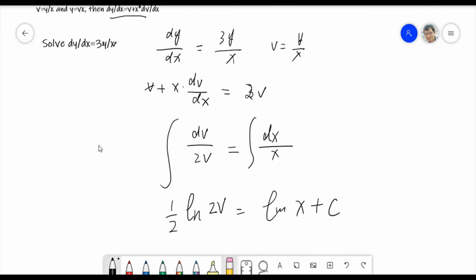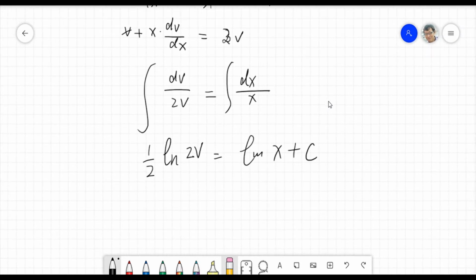Why have a c? Because think about this one: ln x plus c, if we do the derivative, it will be dx over x, am I right? Because the derivative of c, any kind of constant, is 0, right?